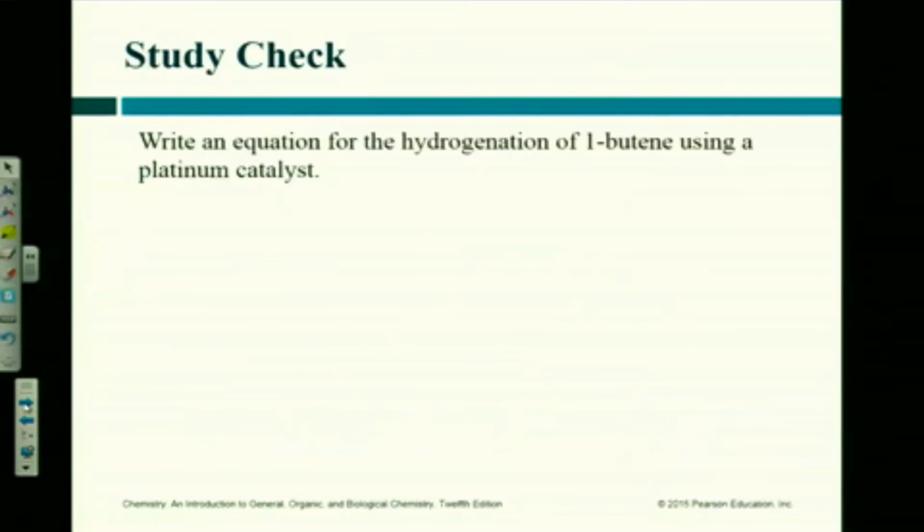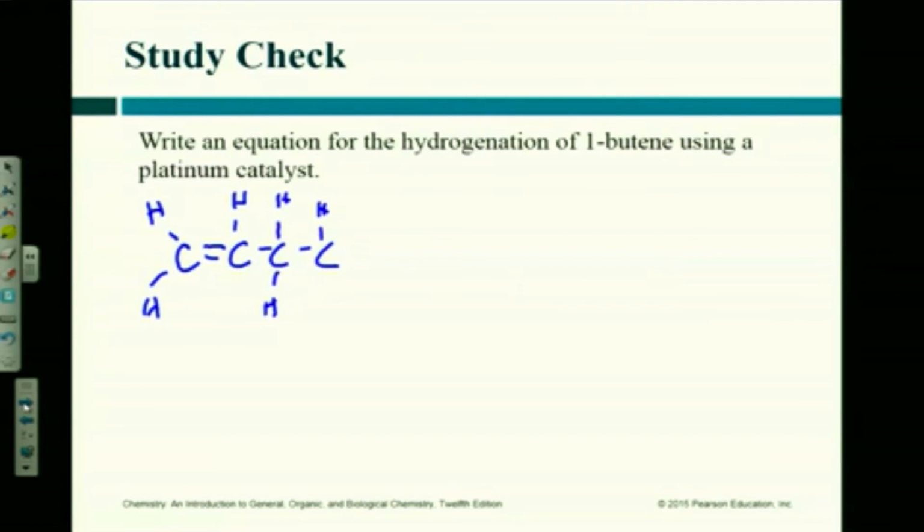So, let's do this together. Write an equation for the hydrogenation of 1-butene. I'm going to draw 1-butene. Everybody agrees that that's 1-butene? Except that my H's look like kindergarten. Okay. There's 1-butene. My double bond is on the first carbon, right? Everybody sees that? Hydrogenation means I'm going to add hydrogen. I need a catalyst, so I'll just say platinum.